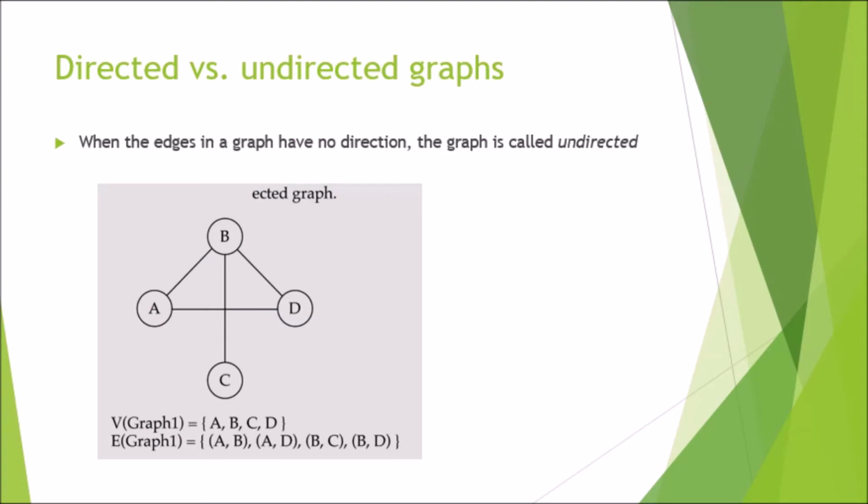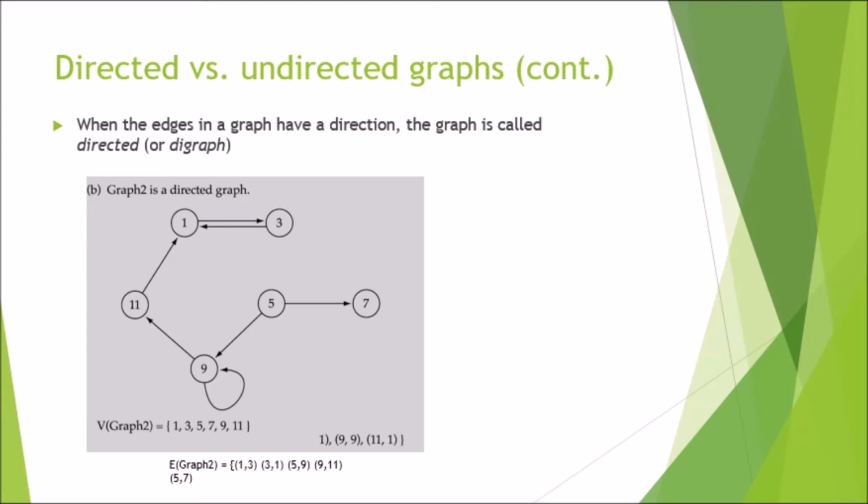Now comes the types of graphs. So generally there are two types of graphs based on the directions on the edges. That means the graphs in which the edges have direction on it are called directed graphs, whereas the other graphs in which the edges do not have any directions associated with them are called undirected graphs.